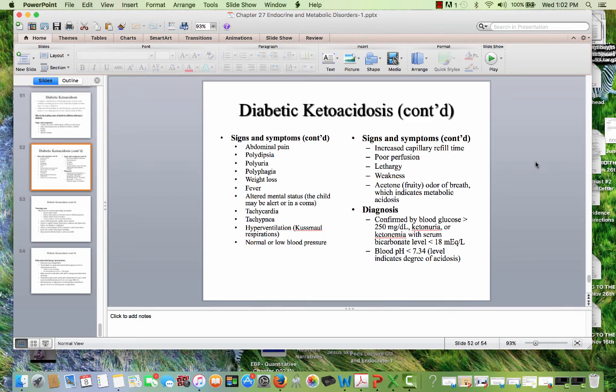Signs and symptoms might be increased capillary refill time, poor perfusion, lethargy, weakness. Fruity odor of breath is common, of course, one of the hallmark signs. Confirmed by the blood glucose that's greater, it says here 200, 250, and the blood pH is less than 7.34. That indicates degree of acidosis.